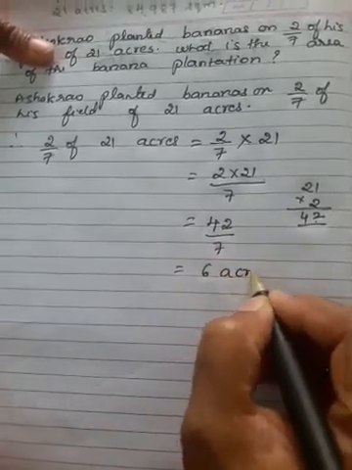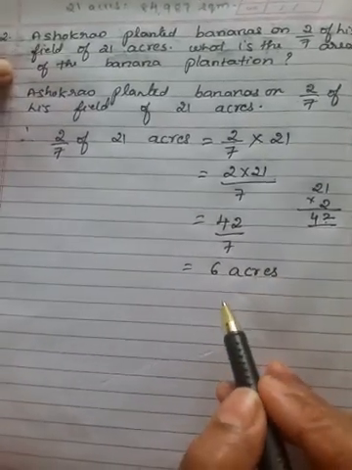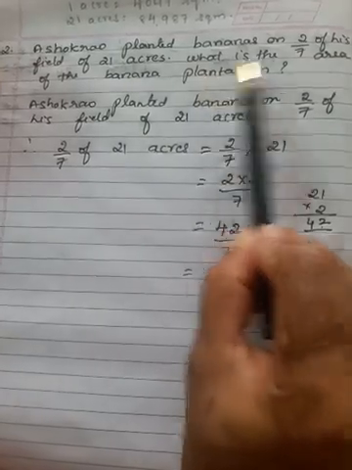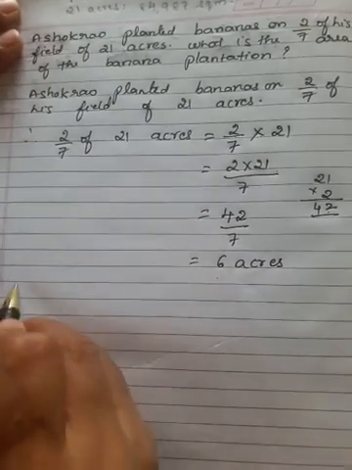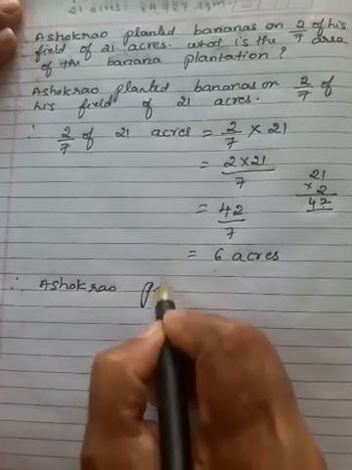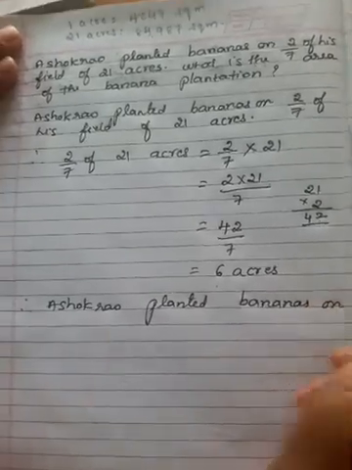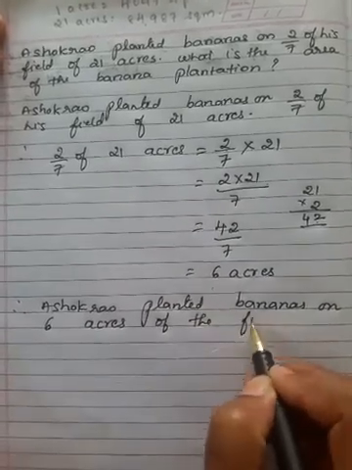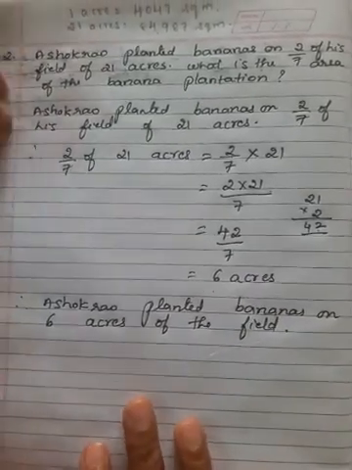So that means Ashok Rao planted bananas on how many acres? 6 acres of the field. Understood? That only we have to find out now, what is the area of banana plantation? 6 acres. So therefore, Ashok Rao planted bananas on 6 acres of the field.